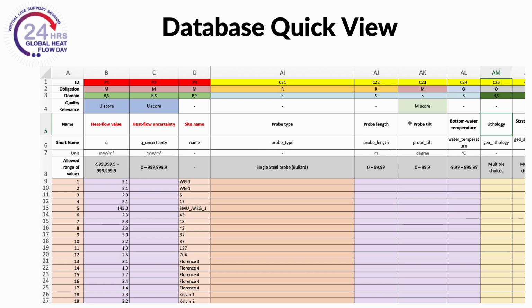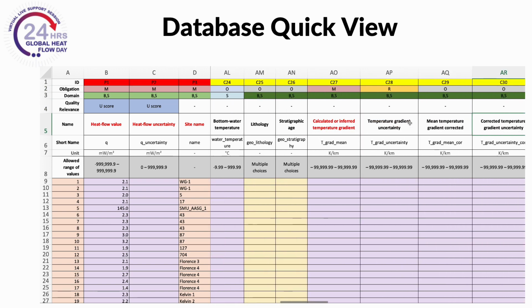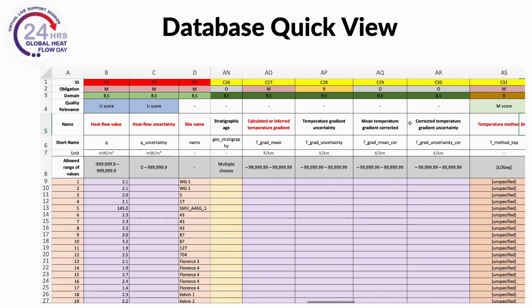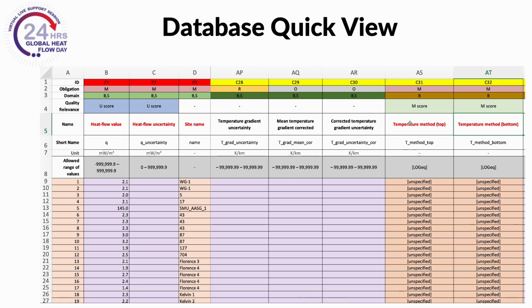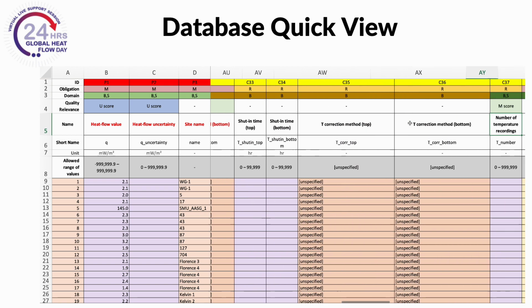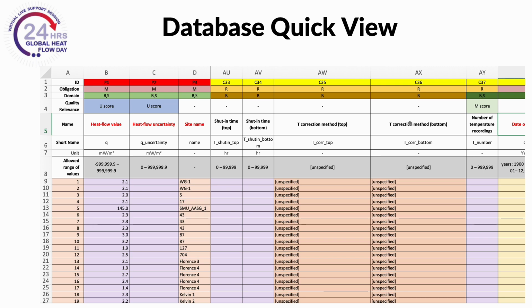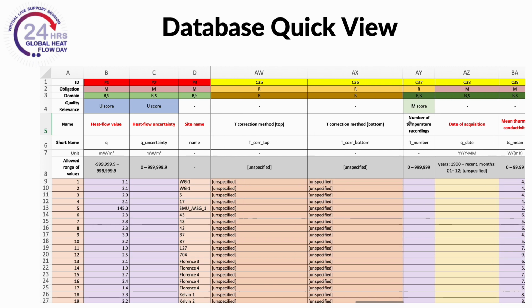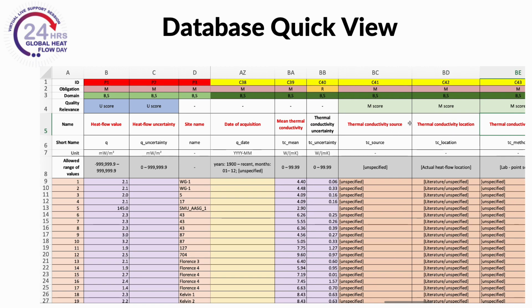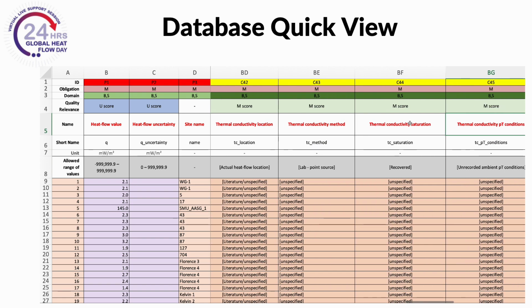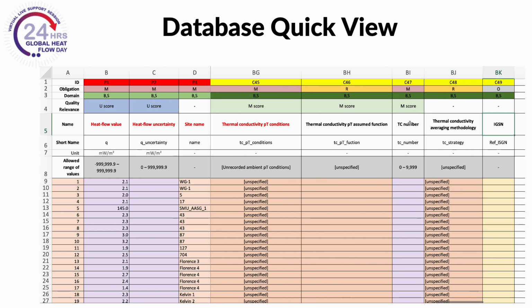Additional example components are the method of temperature correction and the number of temperature recordings, as well as the date of acquisition and information on the thermal conductivity measurements, including the source of thermal conductivity values.